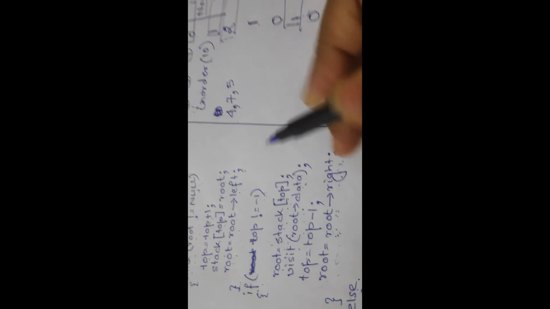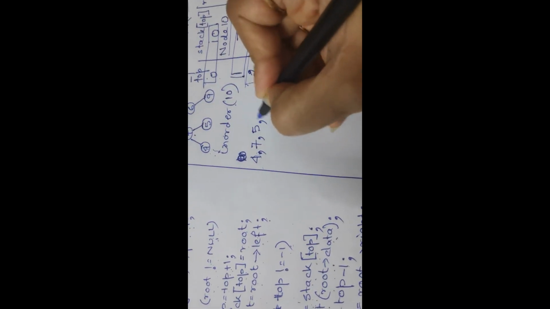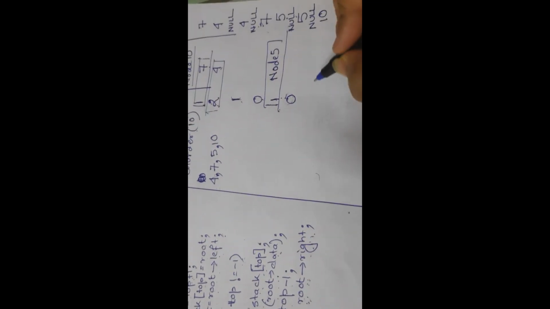Right? Now visit root data. So 10 will get visited. Top is equals to top -1. So top value was 0, so top becomes -1. That means our stack becomes empty.